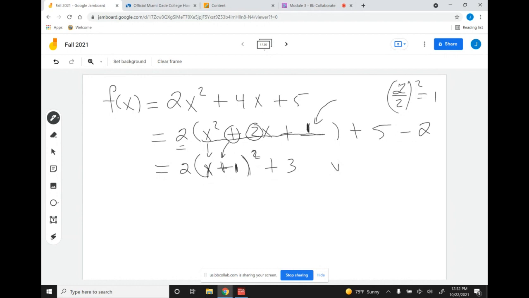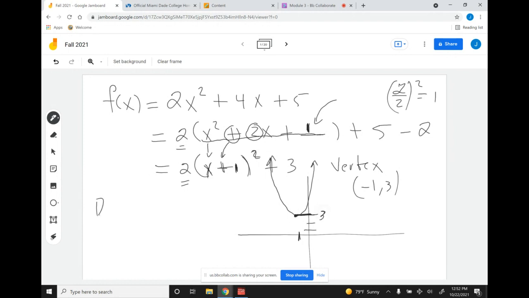So now the vertex is (-1, 3). And so I have a pretty clear idea what the picture is going to look like. This will be -1, and then 3: 1, 2, 3. Here's the vertex. The fact that this is positive means that the parabola is going to go up like this. And so now I can see what my range is. My range will be from 3 to infinity. My domain on all of these parabolas will always be all real numbers.